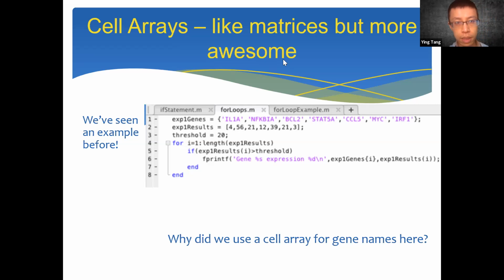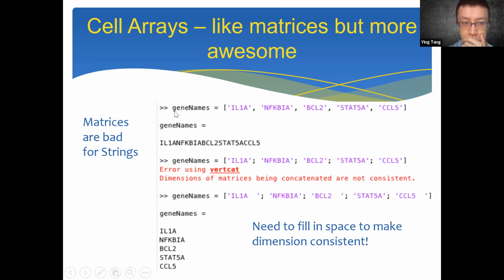So cell array is like a matrix, but it's more convenient to use once you know how to use it. So we have seen an example, which is gene names in the homework. So our question is, why do we use the cell array for the gene names instead of matrix? So you can actually try to put the gene names as a matrix, right? So remember, when we define a matrix, we use middle bracket. And when we put a string, we add a single quote.